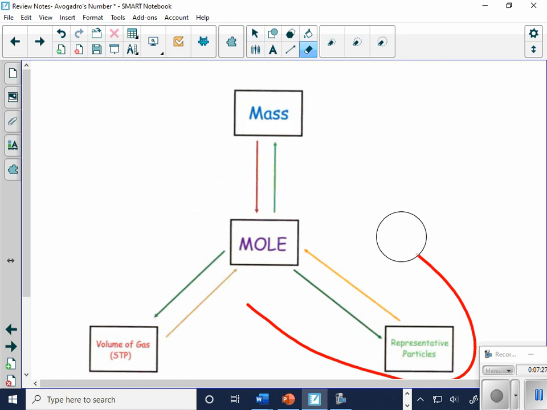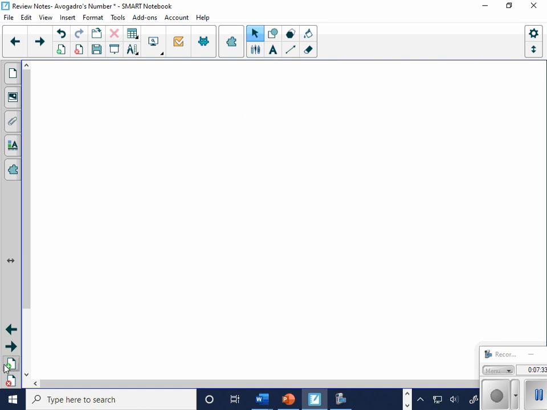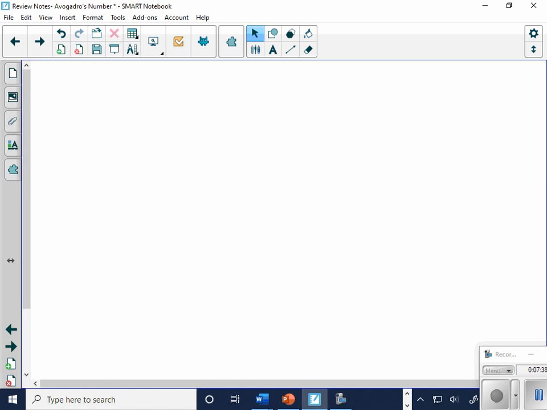Well, ladies and gentlemen, I'm going to open up a brand new slide here because I want a blank slide. All right, there we go. We're right where I wanted to be. I want a blank slide because we have to talk about conversion boxes. When we do these molar conversions, we need conversion boxes. So, what is a conversion box?